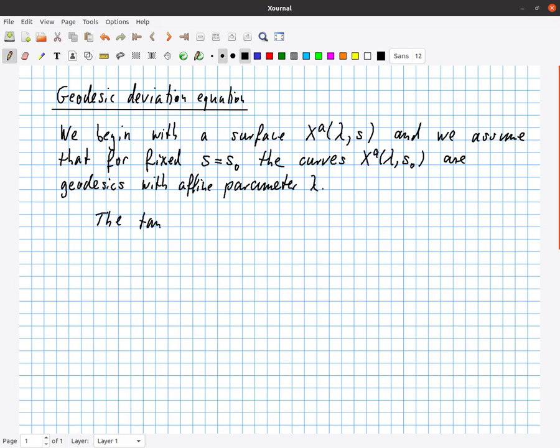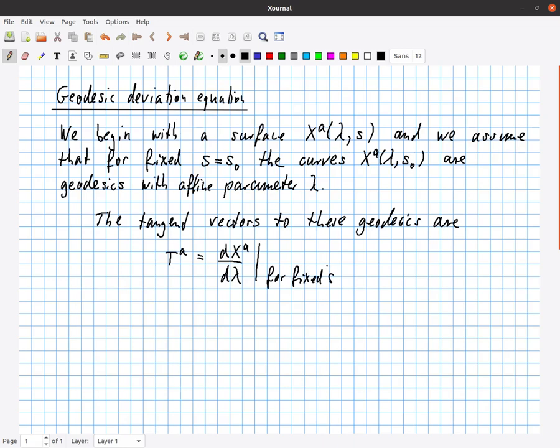The tangent vectors to these geodesics, we always denote them by T^a, and these would be called dx^a over d lambda for fixed s.